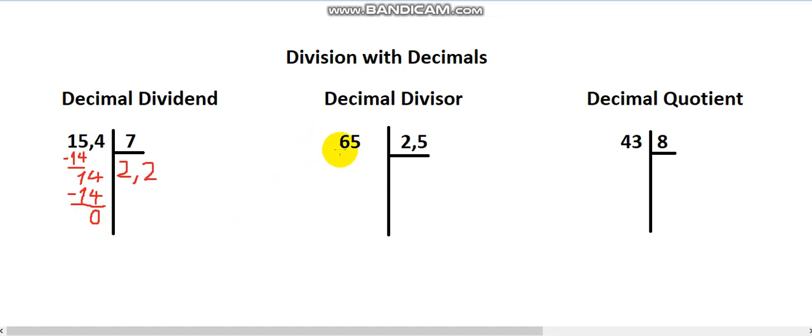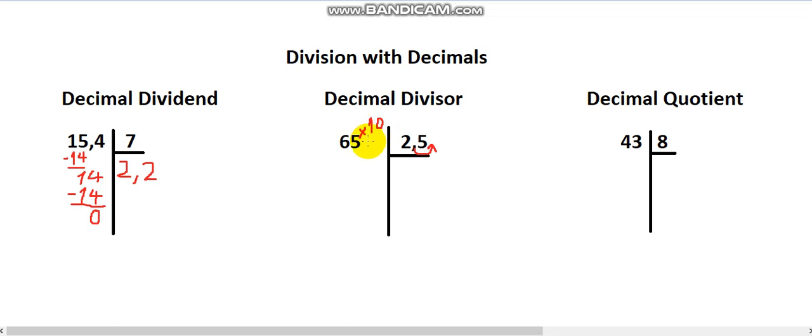Next, I have the decimal divisor. So the 2.5 is a decimal number here. What I have to do here is move the decimal point to the right until this becomes a whole number. So how many places do I have to move it to the right? I have to move it one place to the right. And then I go to my dividend and I multiply it by 10, 100, or 1,000, depending on how many places to the right I moved the decimal point. So since I only moved it once, I multiply by 10.